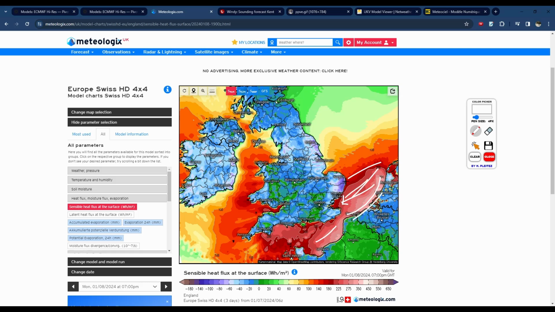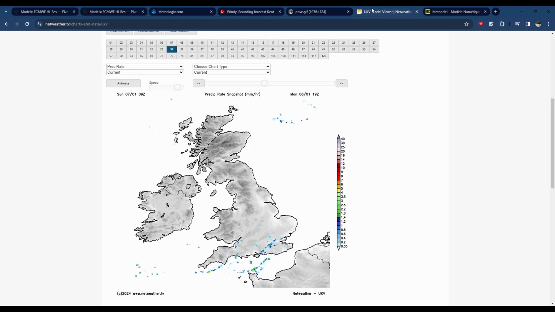But the reason that's important is because adding the energy into the atmosphere is leading to convection, and so what we're going to see is showers developing as a result across parts of East and Southeast England, particularly near the Thames estuary region here.